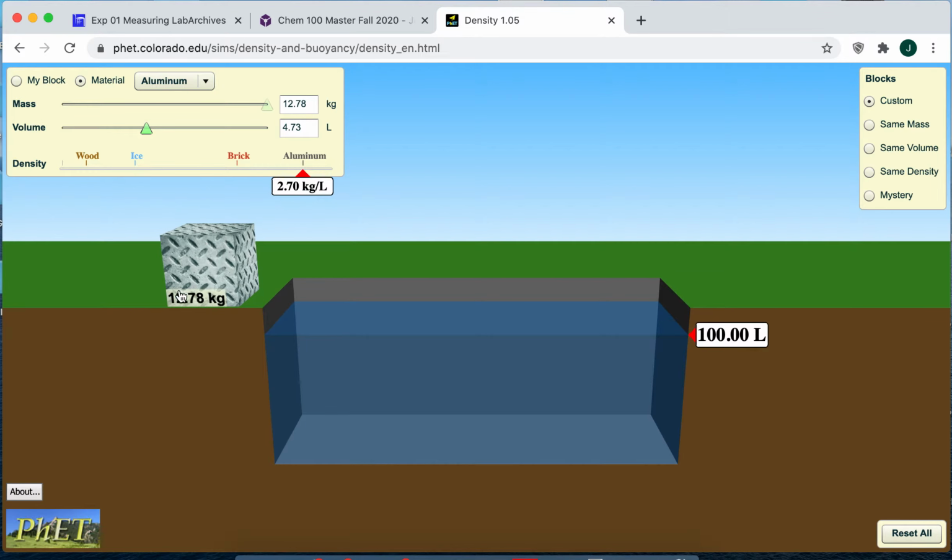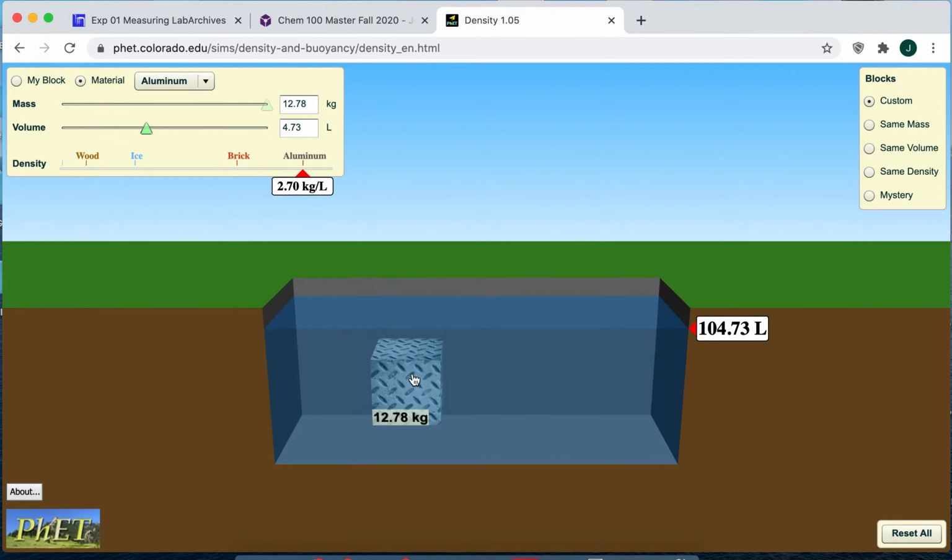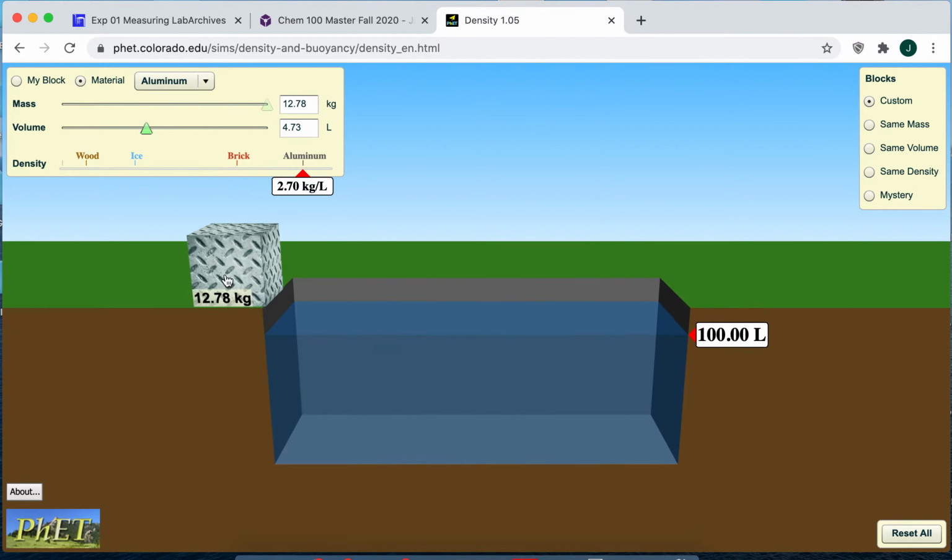So if you have 12.78 kilograms of aluminum and put it in water, it's going to sink and change the volume of the tank from 100 to 104.74. The difference between before and after is the volume of this aluminum piece. So you take 12.78, the mass of aluminum, divided by the volume, 4.73, and you get the density of aluminum: 2.7 kilograms per liter.